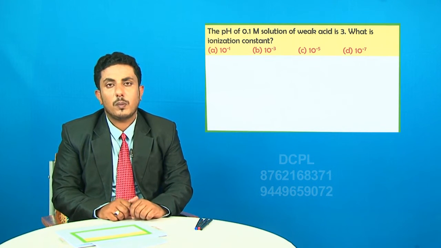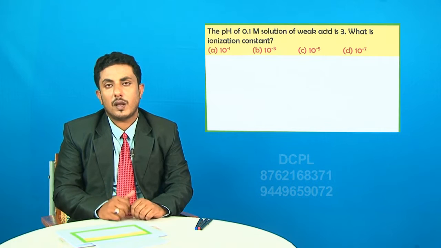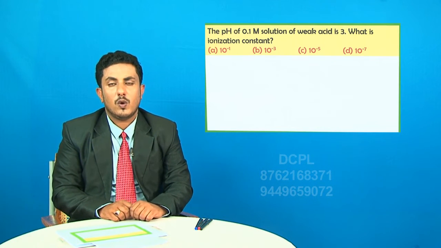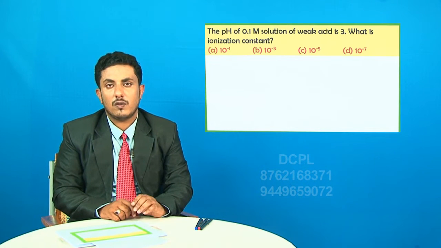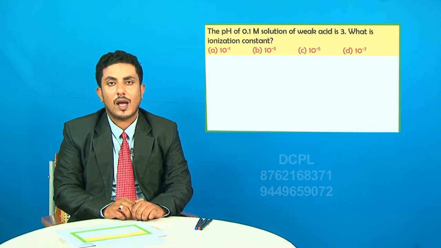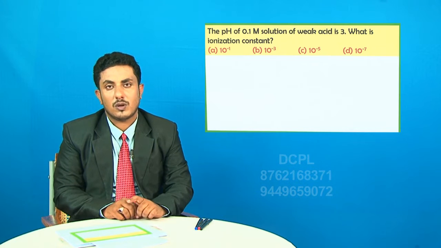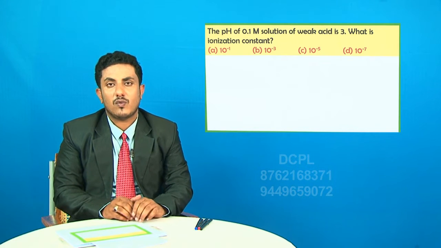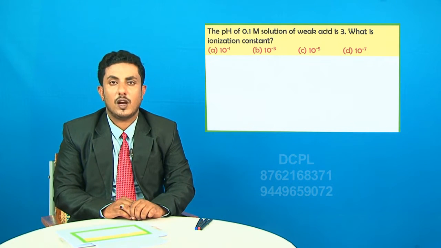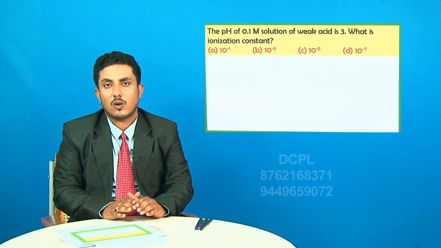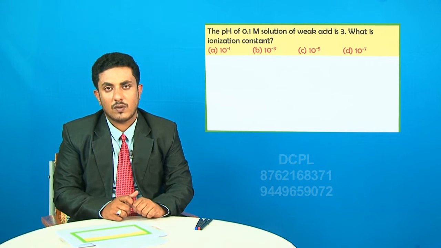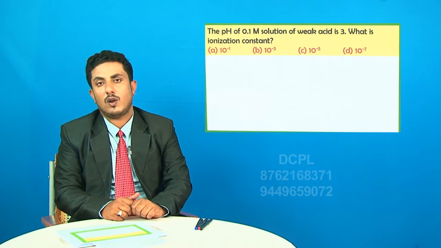They have given you the pH. From the pH, we can obtain the H plus ion concentration. Once you obtain the H plus ion concentration, we know that H plus is related to ionization constant as H plus is equal to root of Ka into C, because they have mentioned the given acid is a weak acid. So once you obtain the H plus ion concentration, they have given you the concentration of the acid, so you can easily calculate the value of Ka.